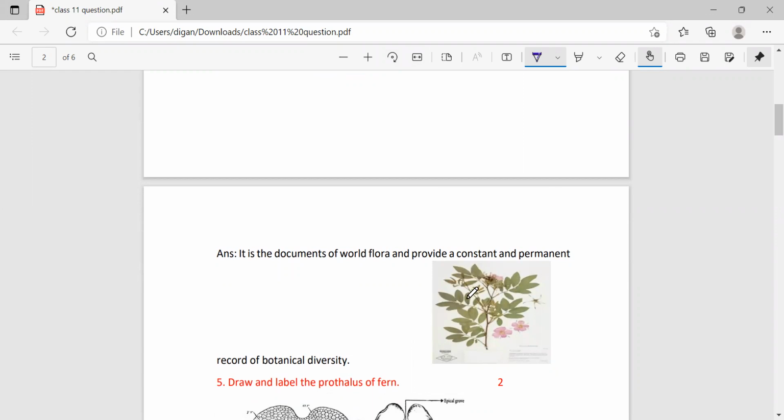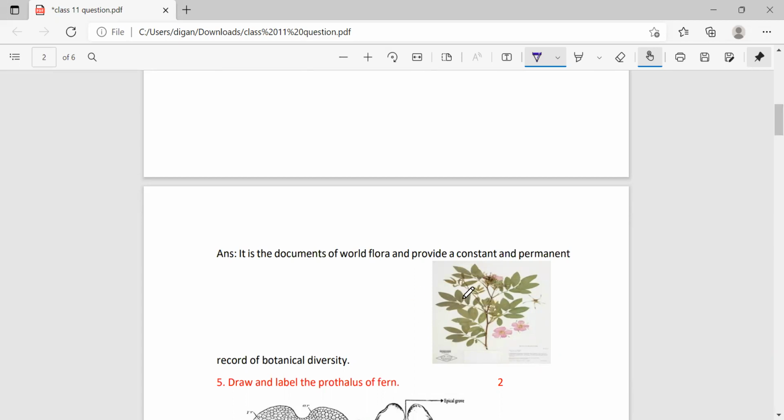I am showing the diagram so that you can easily understand. In a simple sentence, you can say that a herbarium is a storehouse of collected plant specimens that are dried, pressed and preserved on the sheet.